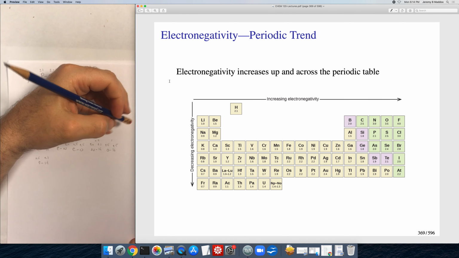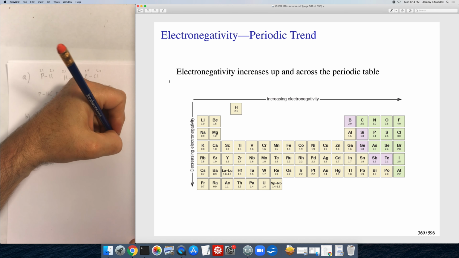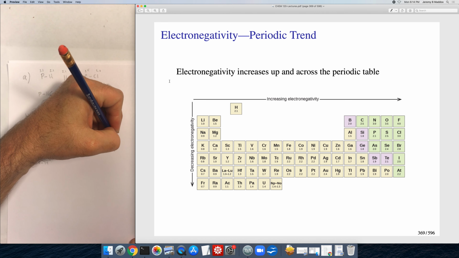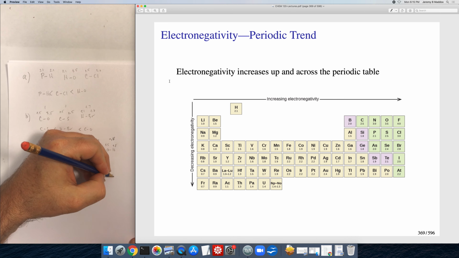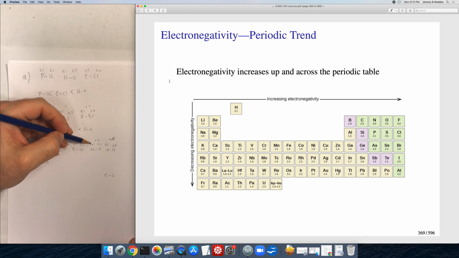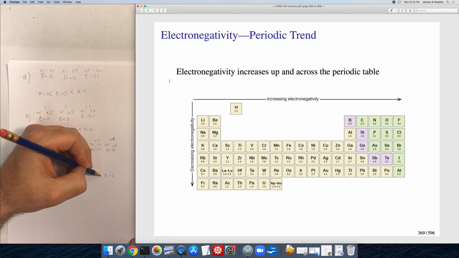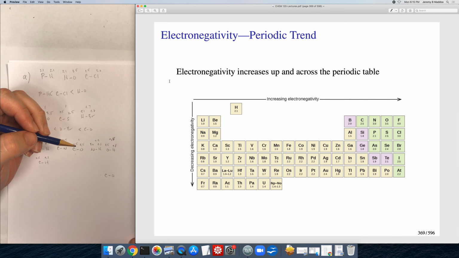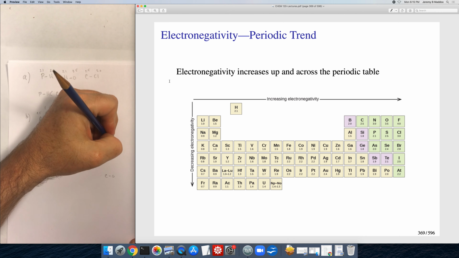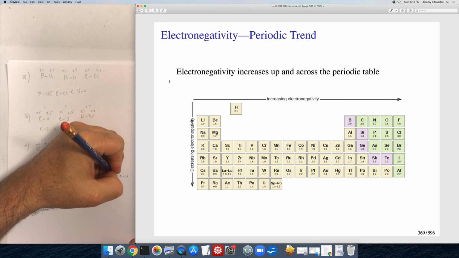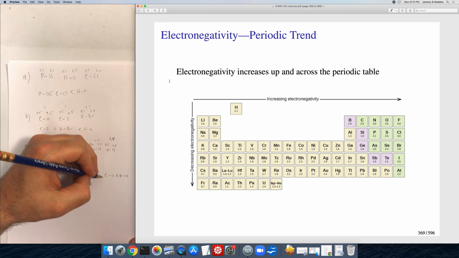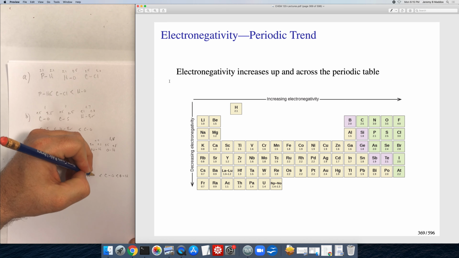No, I wrote this down incorrectly. This should be 2.1, and so that should be a difference of about 0.4. So which one's going to be the largest electronegativity difference? The carbon-oxygen, definitely, is going to be the most polar, followed by the nitrogen-hydrogen. Oh, this should actually be 1.4. Yeah, that makes more sense. So really, it's the oxygen-hydrogen bond which is the most polar, then the carbon-oxygen, then the nitrogen-hydrogen.